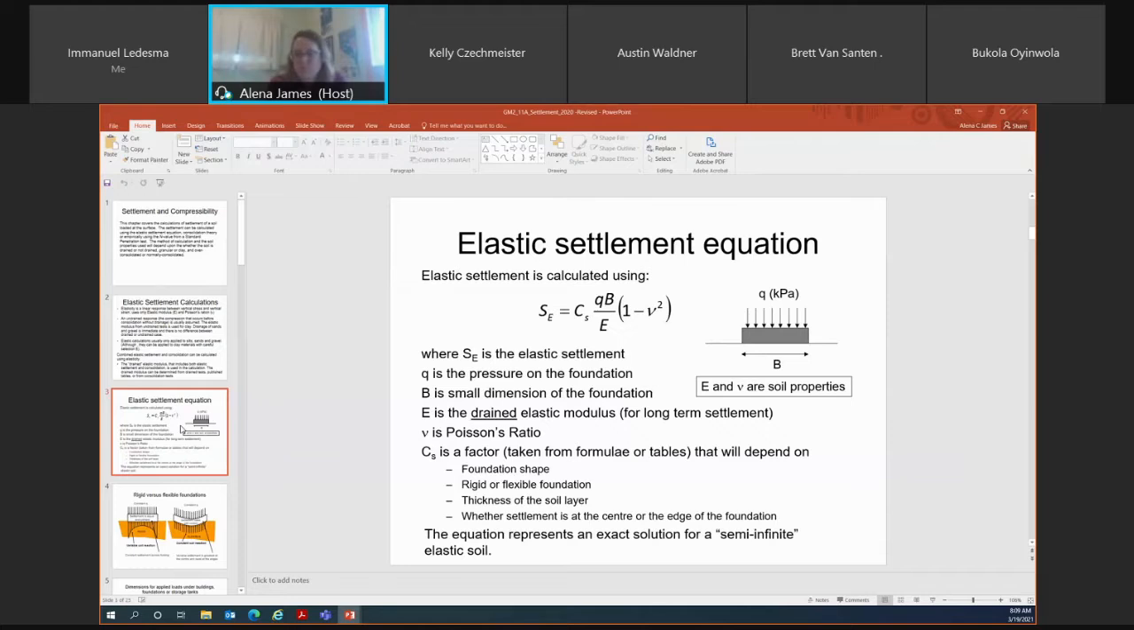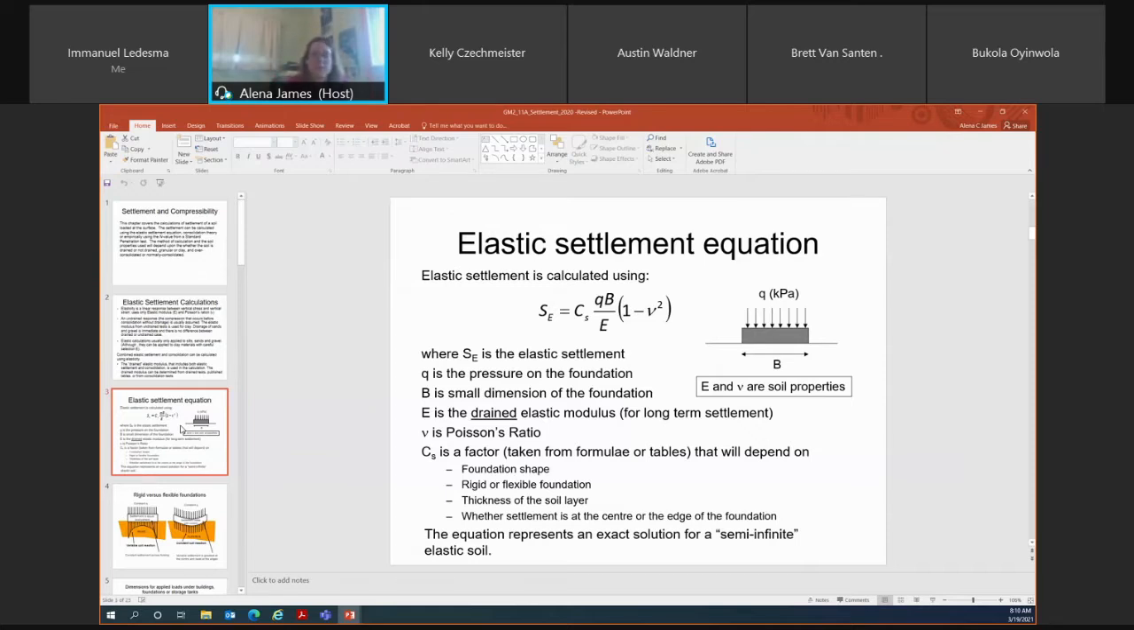That being said, most of our foundations that we design, we consider them to be flexible foundations. I talked to one of my friends who primarily designs foundations in southern Manitoba. That's primarily what his roles and responsibilities are. And he's only ever designed one rigid foundation in his career in the last 20 years. So we primarily design flexible foundations. It also depends on the thickness of your soil layer beneath the foundation area, and also whether you're calculating the settlement at the center or at the edge of your foundation.